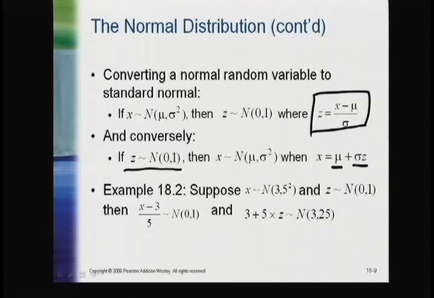So as in the example here, if x is normally distributed, mean of 3, variance of 25, and z is normal, then we can go from an x to a z very easily, namely that x minus 3 over 5 is standard normal, and 5z plus 3 is in fact the original normal x.